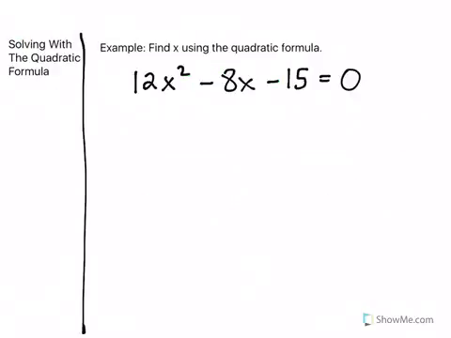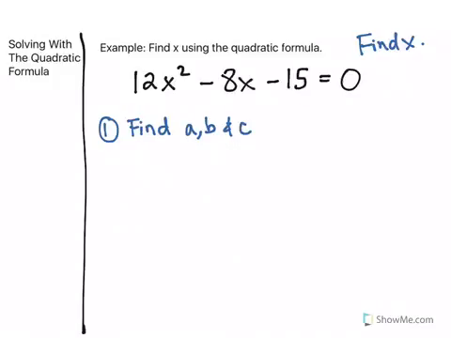Let's look at some examples of how we would solve quadratic equations using the quadratic formula. So in this case, it says find x using the quadratic formula. Additionally, if it just said find x and didn't ask you to use a specific method, you could always use the quadratic formula. The first step whenever using the quadratic formula is to find a, b, and c. And you're going to define these three values.